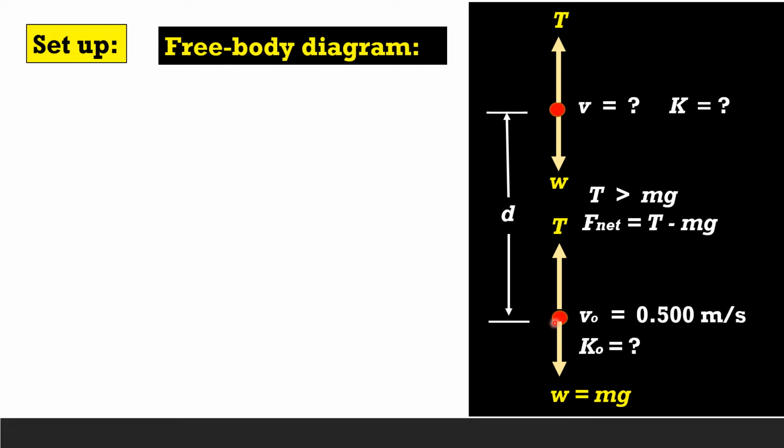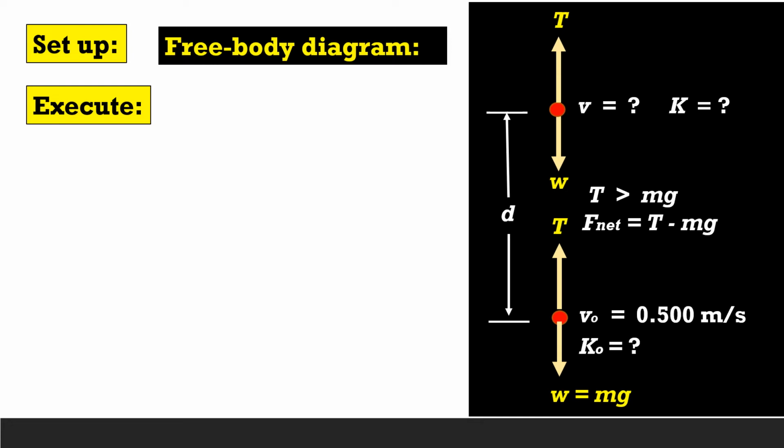Now, the two forces acting on the particle, which represents the crate, are the upward tension force and the force of gravity, labeled here as small w, which is equal to mg. Because the tension force of the rope is greater than the pull of gravity, the net force must be in the upward direction, and this is equal to tension force minus mg. So because of the net force directed upward, the crate will move upward through a distance d. And at that point, which we consider the final position, we are to determine the final speed as well as the final kinetic energy.